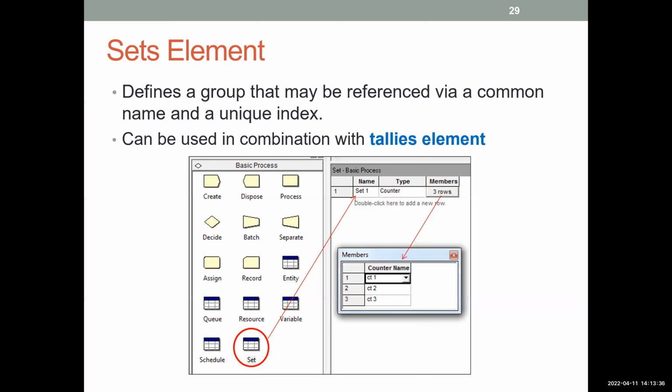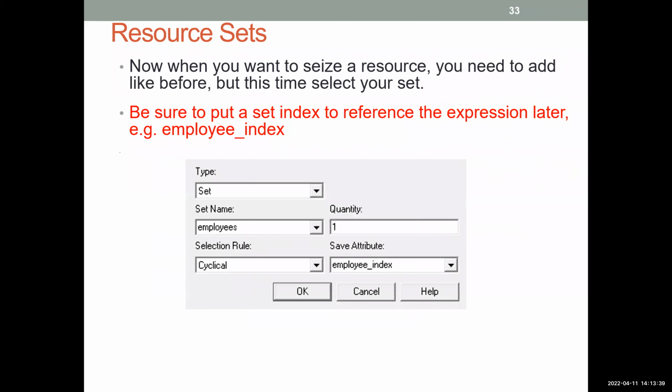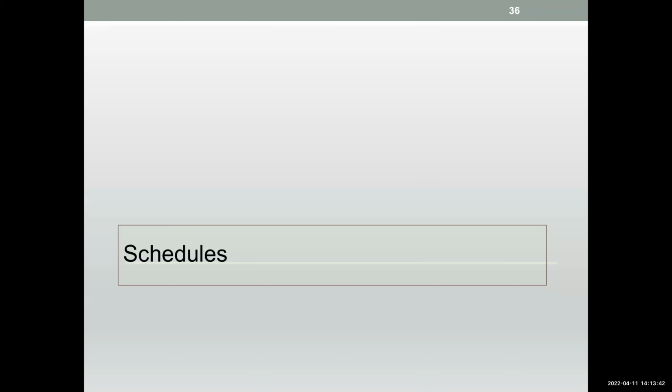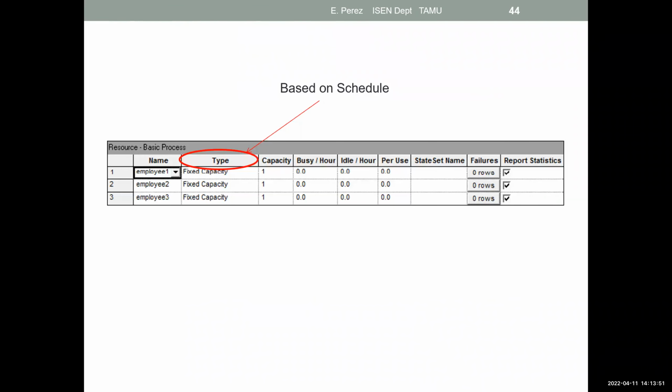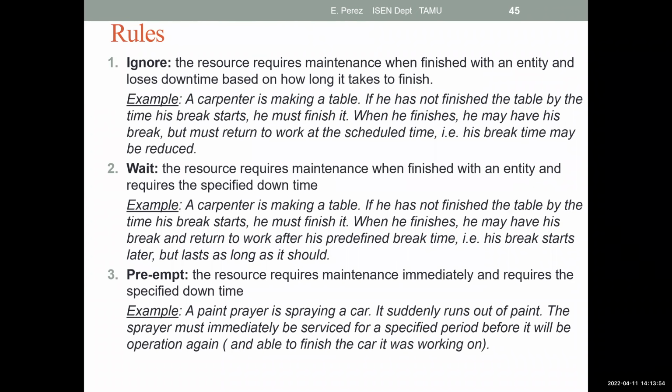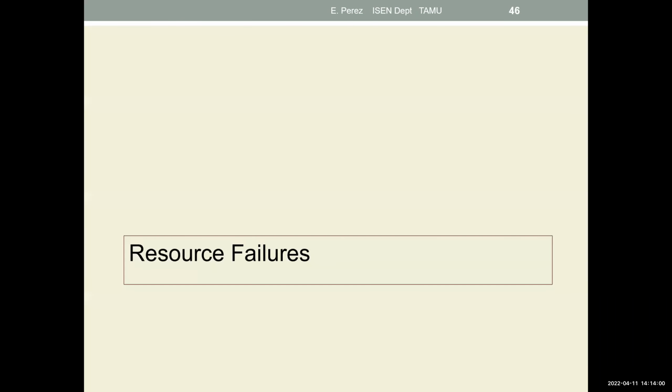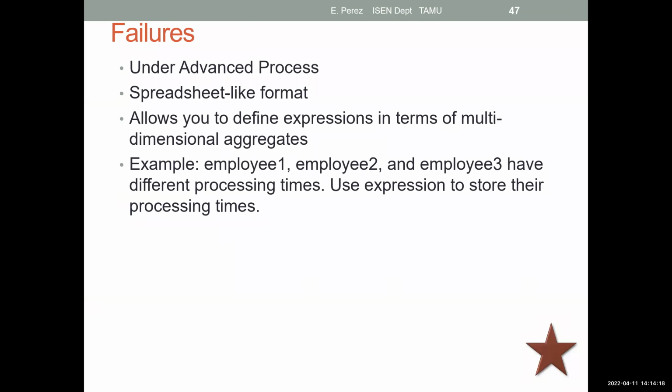So that being said, resource sets, you needed to use this in the assignment, and the expression as well. Schedules were also used. That assignment had a lot of things. Schedules, you also needed to specify these rules. And then today we're going to look into resource failures. Again, very straightforward, just making sure that you have the right information and know where to put it. So resource failures are under the advanced process.